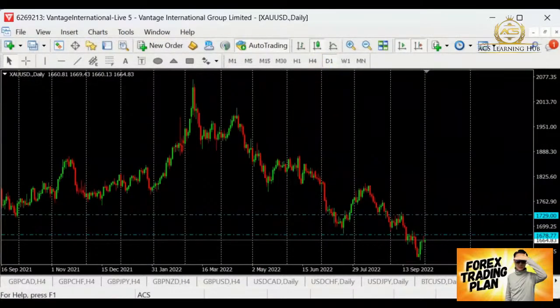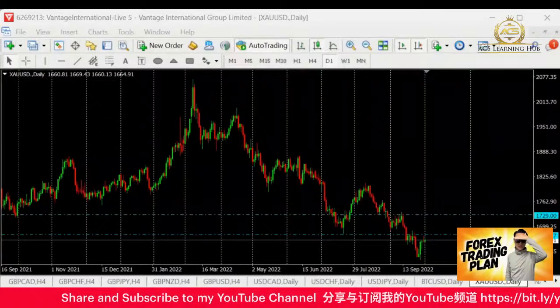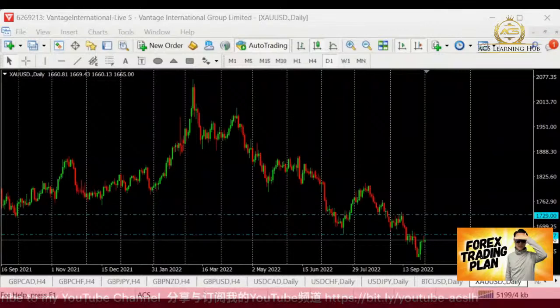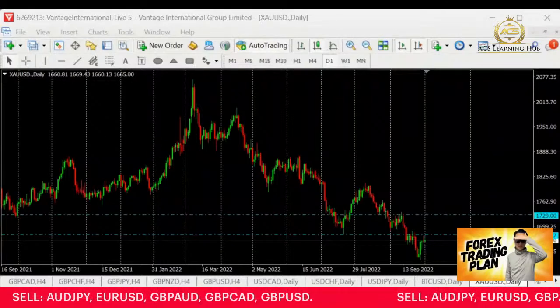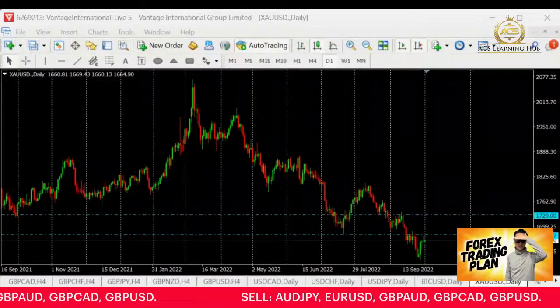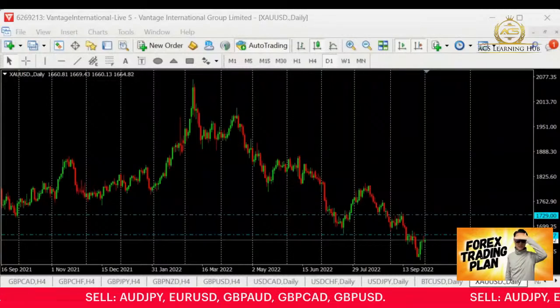Let's see what we have for our forex currency pairs, so that later on we can take a look. So these are what I'm going to focus on. I'm going to focus on Aussie yen for selling, euro dollar for selling, pound Aussie, pound CAD, pound dollar for selling. I'm going to flash this down: Aussie yen, euro dollar, pound Aussie, pound CAD, pound dollar.